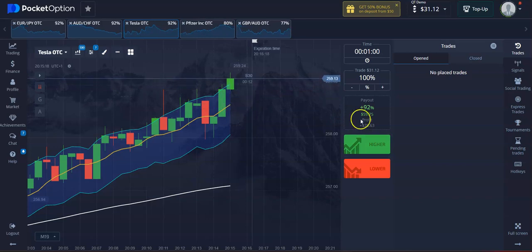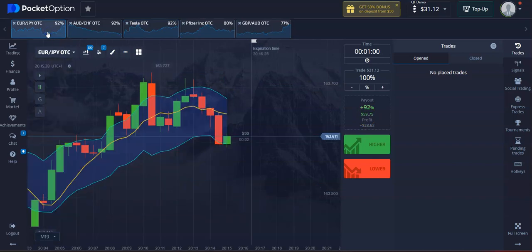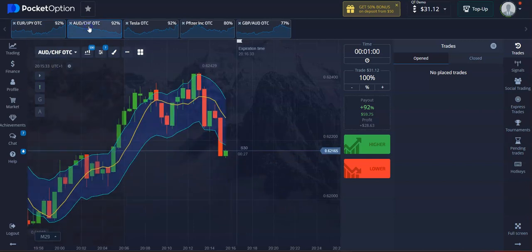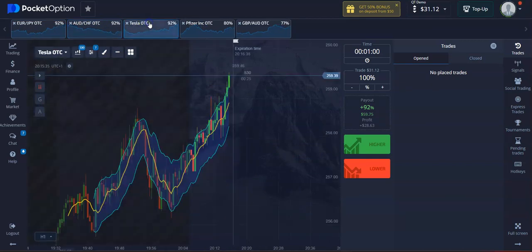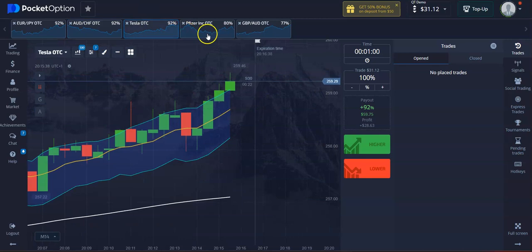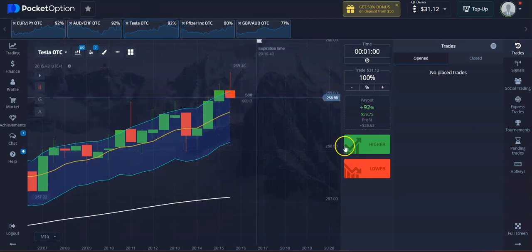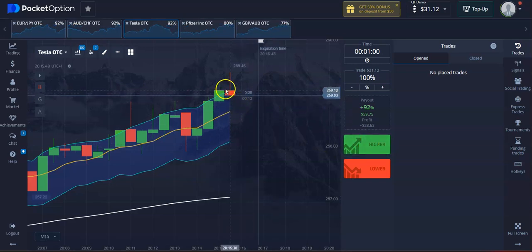Okay. So if you score on this one, our total balance will be 59.75. Okay. This one seems like it's going to have a reversal. This one seems like it's going to reverse. And Tesla's still pumping, but he hasn't reached our target. We need a wick. Okay. A bit more. A bit more. We just need a wick so we can go higher.